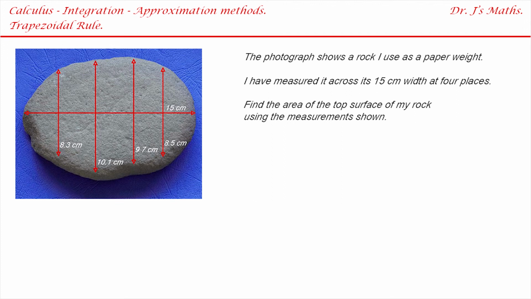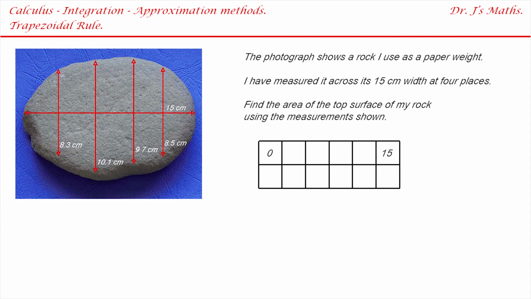So I start the same way, draw up a table, put in my 0 and my 15, and then put in the other values based on every 3 centimetres, so 3, 6, 9, 12. I then put in my y values. The first and last ones are going to be 0 because there's no height at those two spots, and then every 3 centimetres, 8.3, 10.1, 9.7, 8.5.